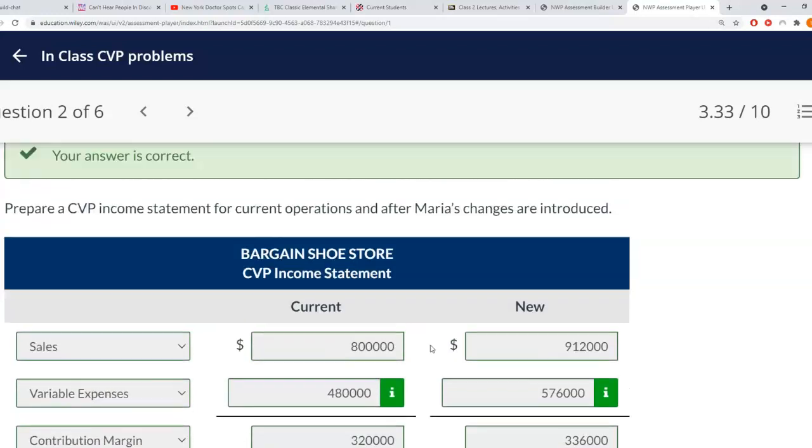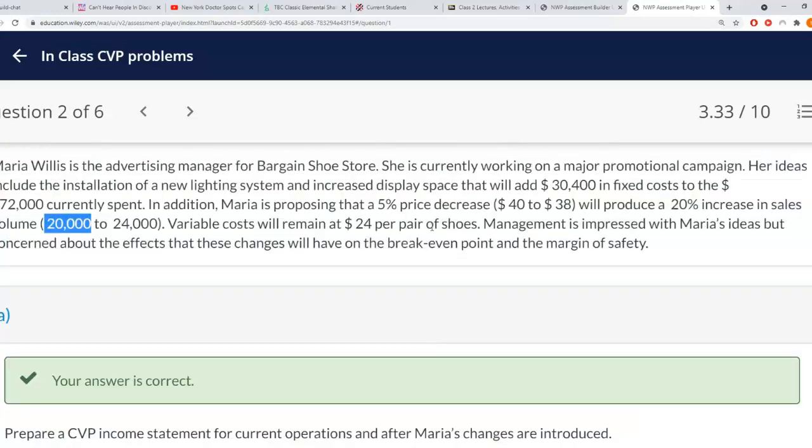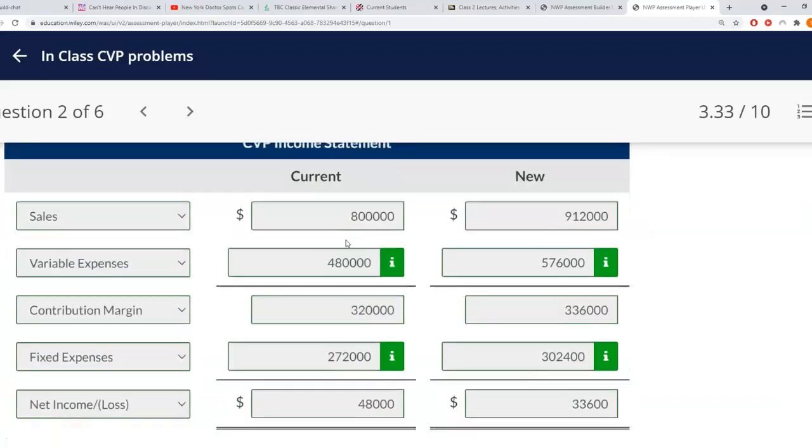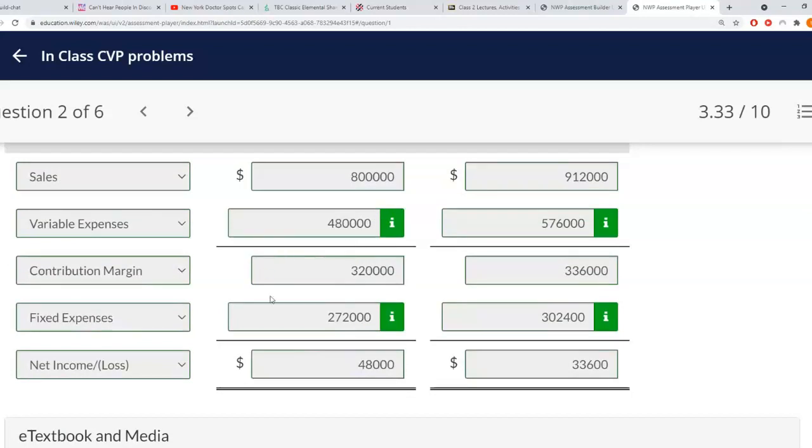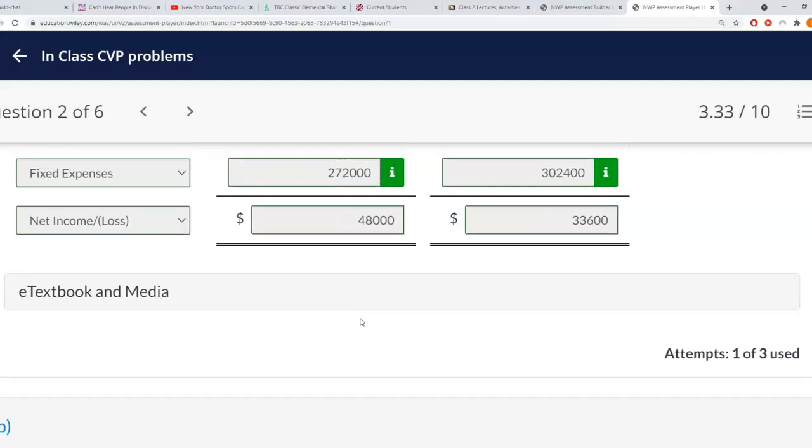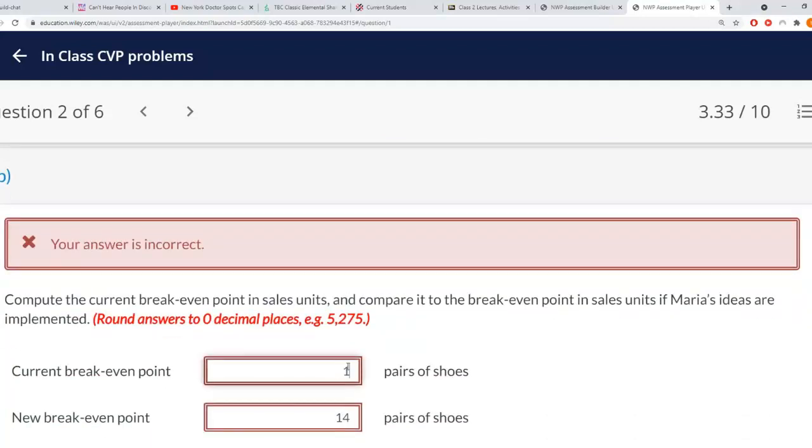What's my fixed costs? The fixed cost is 40. No. Fixed costs. Go to your financial statement. There you got your fixed costs. Right. Divide that by the contribution margin per unit, which is 16. 7,200 divided by 16. 1,700. Okay, put that in there.